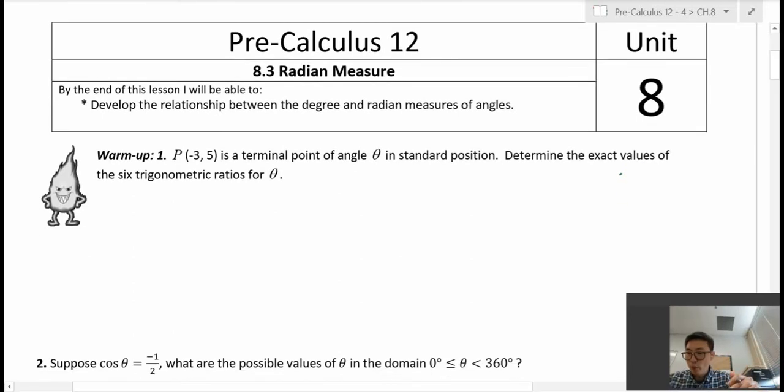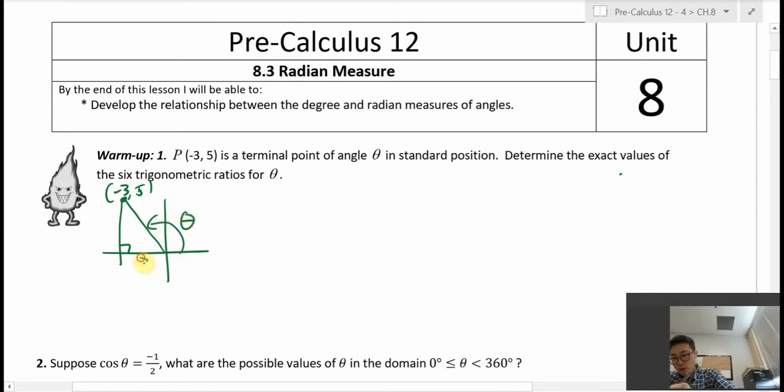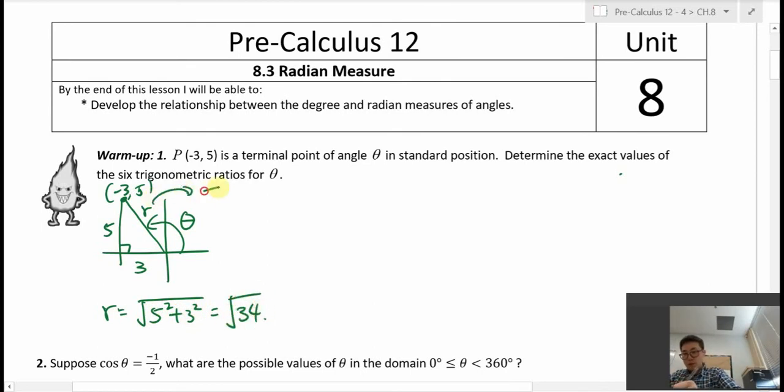Here it says point P, negative 3 comma 5 is a terminal point of an angle in standard position. So we're going to quickly draw that. Negative 3, 5 is somewhere here. Okay, so here's P. Determine the exact values of the 6 trig ratios for theta. So here's angle theta. This will be 3, that's a 5. We can find the hypotenuse by taking the square root of 3 squared plus 5 squared, using the Pythagorean theorem. So here's my r. That's root 34.